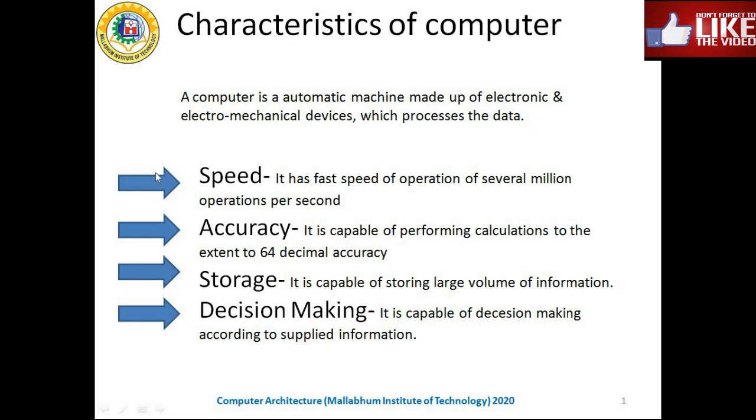So there are four features of the computer you can see from here. First one is the speed. So it has a fast speed of operation, several million operations per second. So as the computer generations go on, the speed of the computer goes faster.